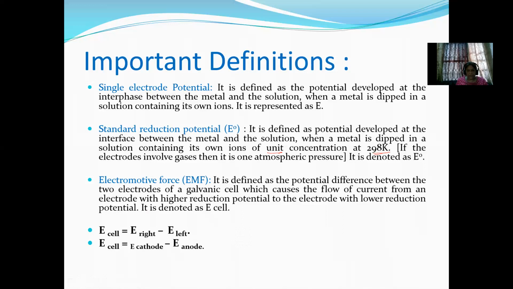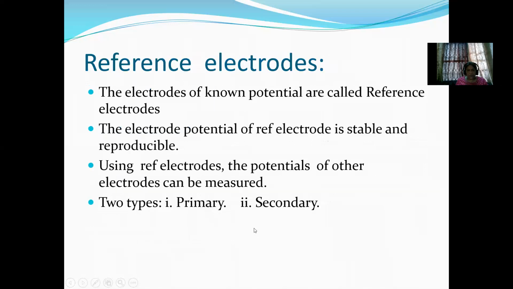Electron flow from anode to cathode, current flows from cathode to anode. So now I will go to the main topic I wanted to discuss today, that is the reference electrodes. Now you understand what is an electrode, what is electrode potential, standard electrode potential, and how these electrodes are important for construction of a galvanic cell, or a battery for that matter.